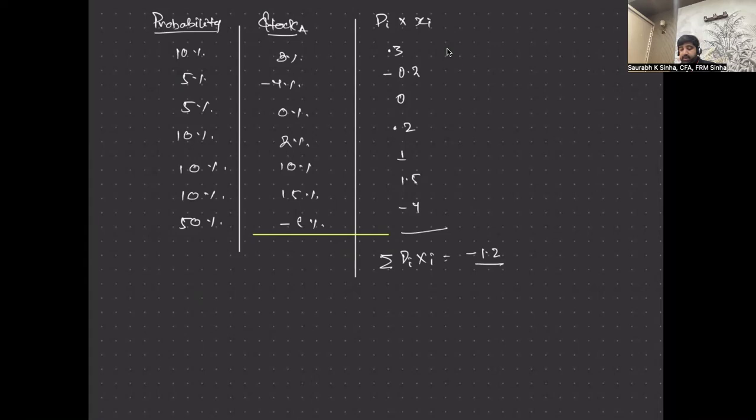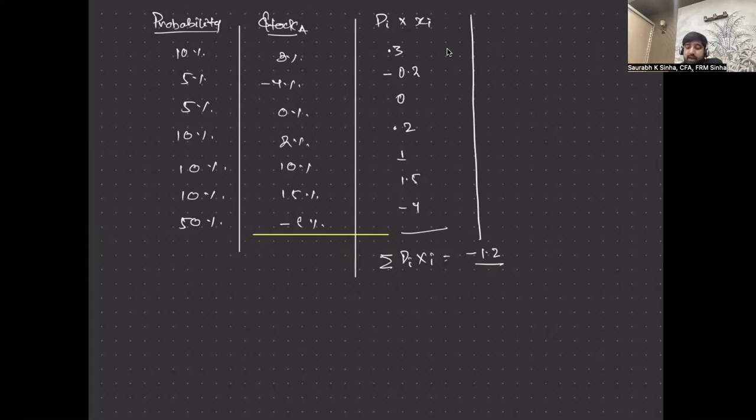So 0.3 plus 0.2 plus 1 plus 1.5 minus 4 and minus 0.2. Yes, it's 1 point. That's the mean. Now you got the mean. So now the new mean is minus 1.2.